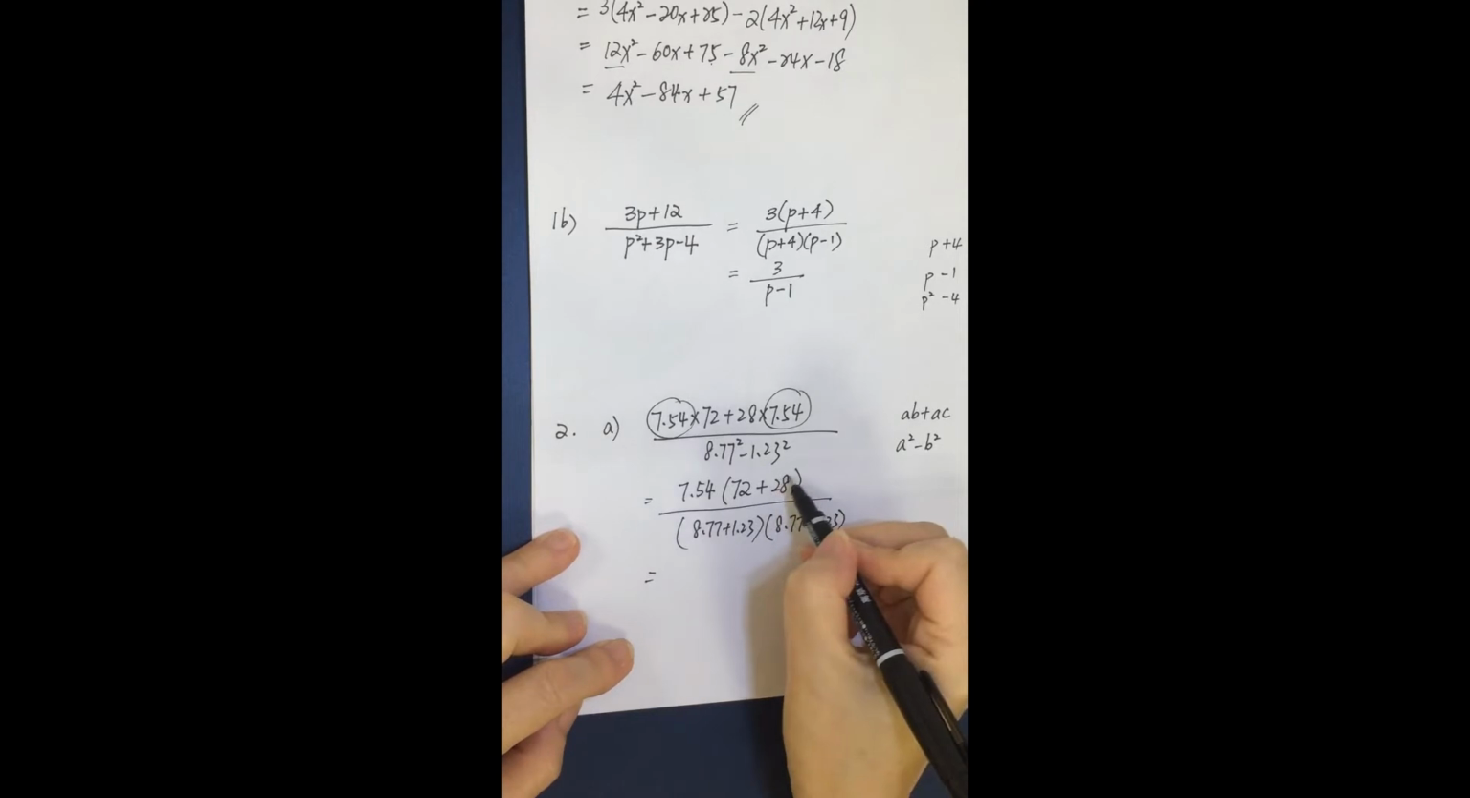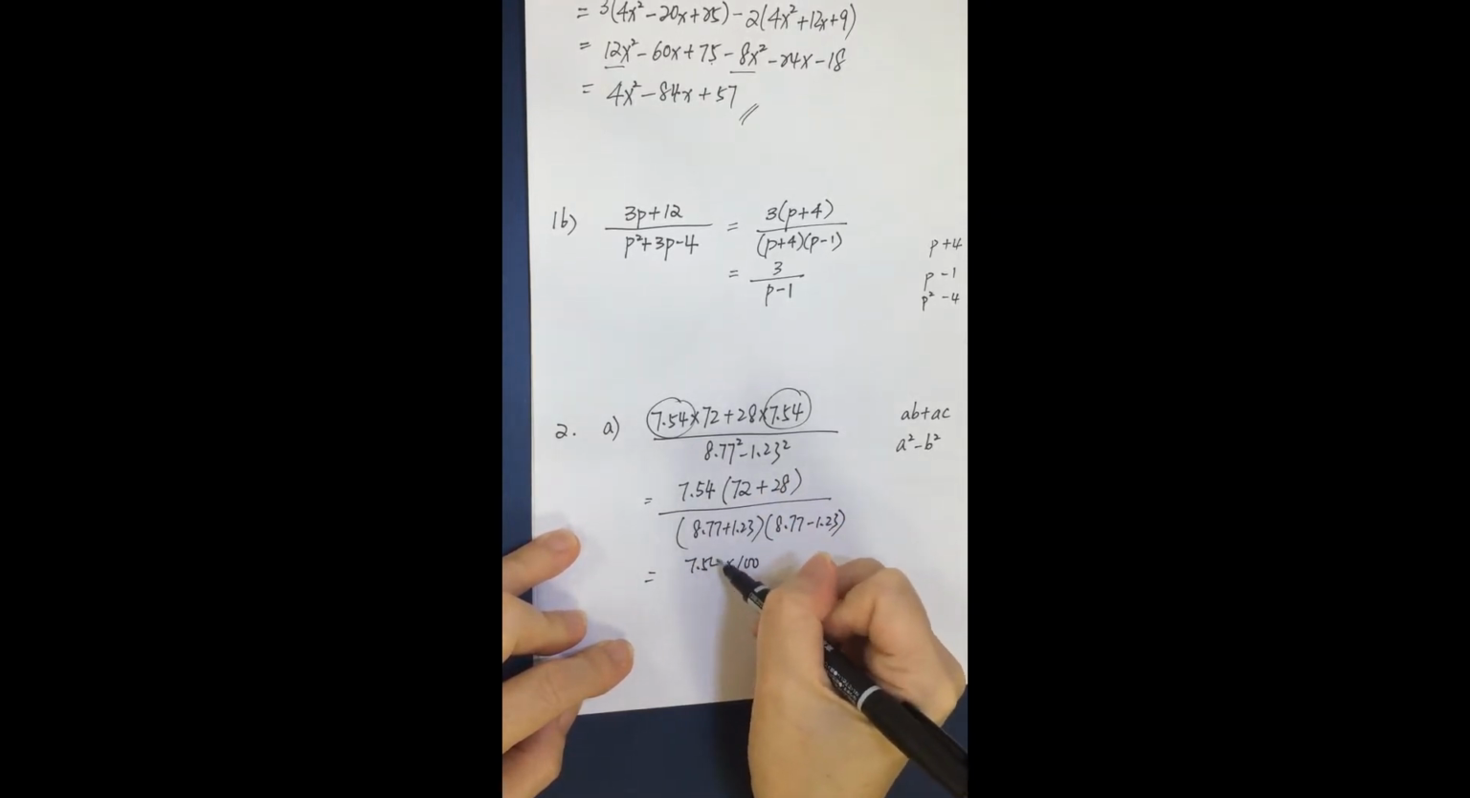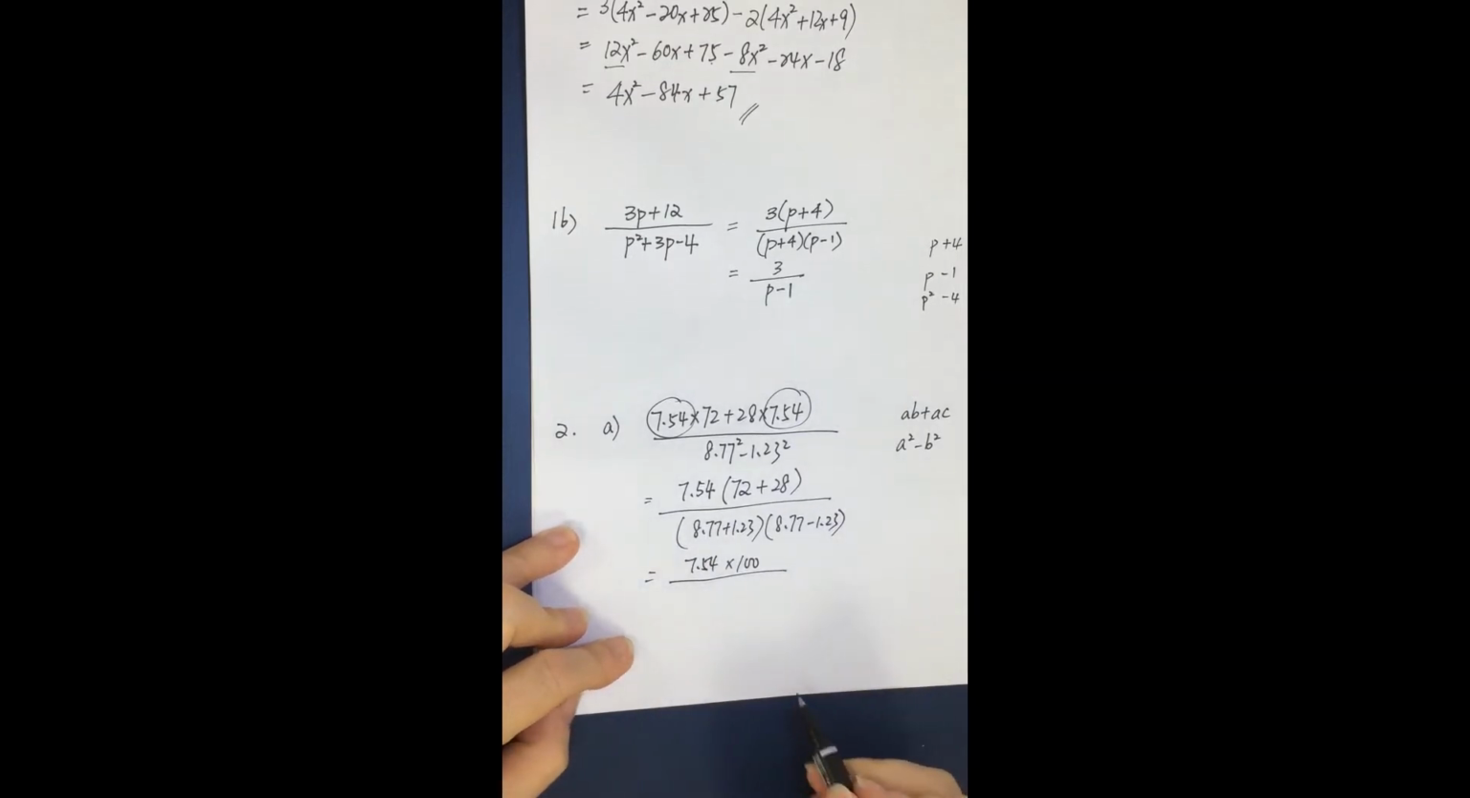Okay, so here in the numerator, there's a 100 times 7.54. Don't multiply it in, because there may be terms that you can simplify.